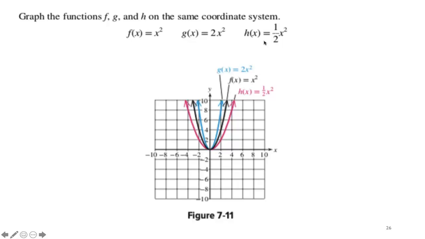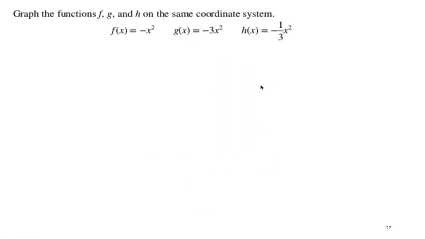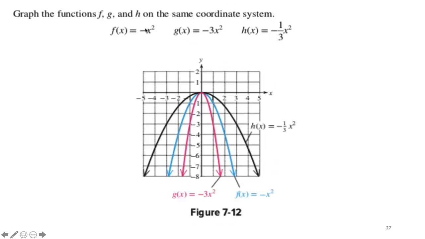On the other hand, if it's 1/2, then we're basically shrinking by a factor of 2. Again, we're dividing by 2 in this case. And so a tells you whether you're stretching or shrinking. And now if a is negative, it's just the opposite direction, right? Negative 1, negative 3, negative 1/3.